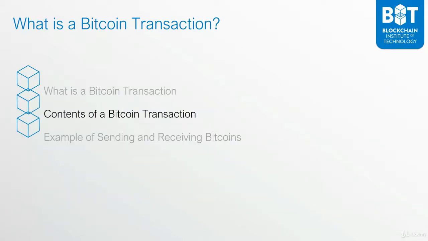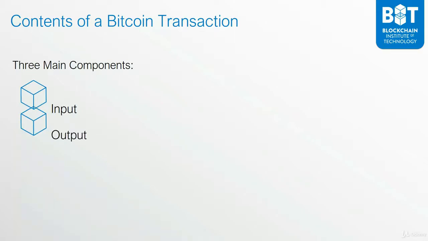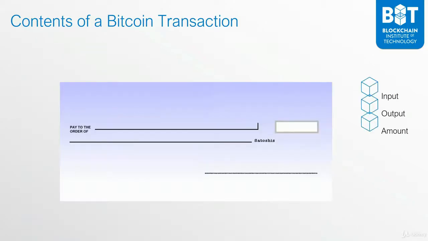Let's discuss now the contents of that Bitcoin transaction. When you look at the contents of a Bitcoin transaction, it has three main components. The first one is an input. The second one is the output. The third one is the amount. We will now see how these three main components tie into a Bitcoin transaction by describing it within the imagery of a check, like we explained previously.